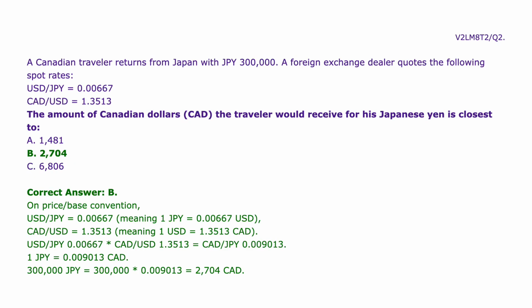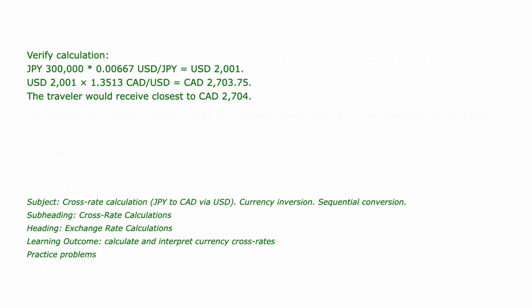You must convert JPY to USD using USD/JPY, then USD to CAD using CAD/USD. This gives CAD/JPY directly. First, convert 300,000 Japanese yen into USD using USD/JPY. Then, convert that USD amount into CAD using CAD/USD. This confirms the traveler receives 2,704 Canadian dollars.